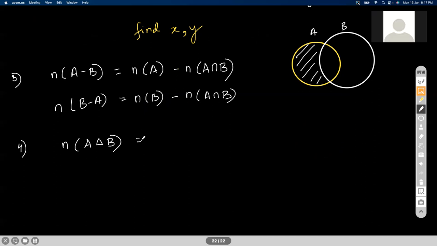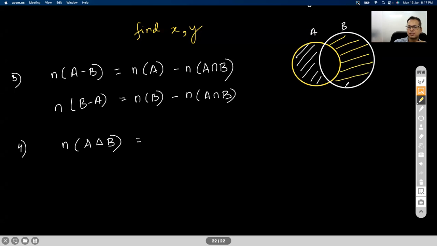So what did delta mean again, sir? Delta means union of this part and this part. I mean, the entire shaded area, which is in white and yellow combined. So NA plus NB minus twice of NA intersection B, isn't it?